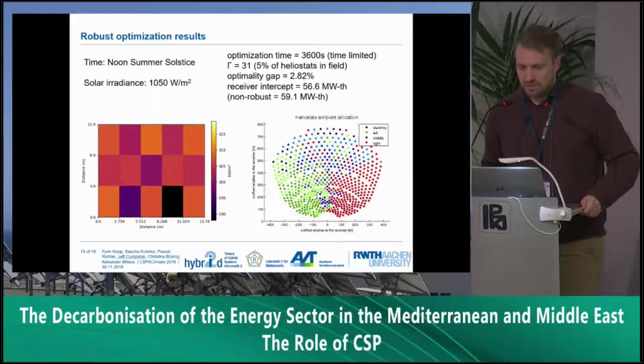Okay, and this time I have to mention that this optimization was time limited. By introducing the nested optimization, we've really increased our computation time, and our optimality gap is 2.8%, and I know that's a lot in terms of receiver intercept. But nonetheless, we can already see the qualitative behavior in the solution that we would expect from a robust optimization. The receiver intercept here was 56.6 megawatts thermal in comparison to the non-robust solution of 59.1 megawatts thermal.